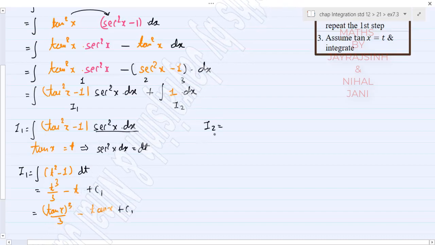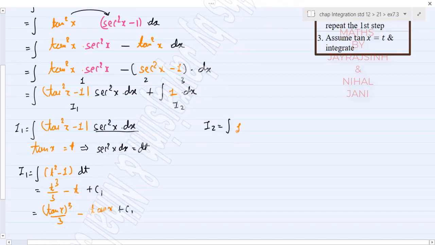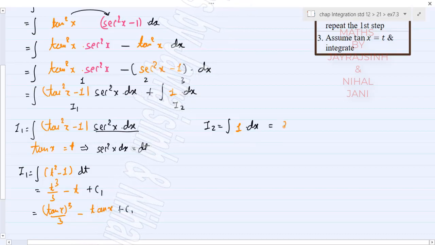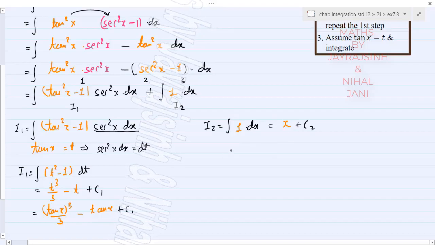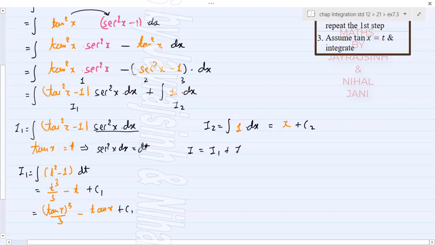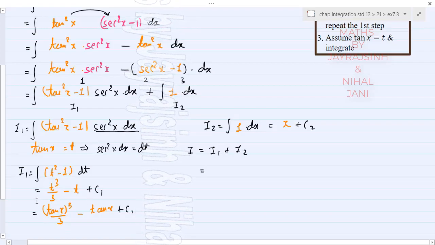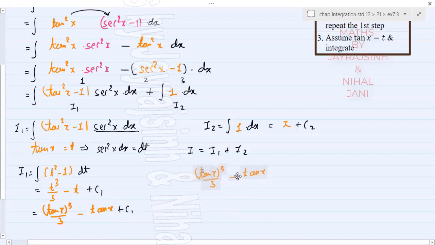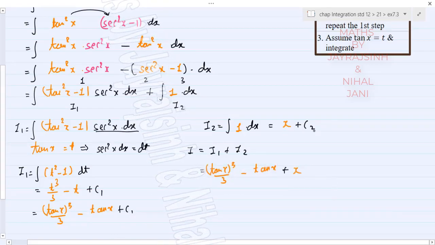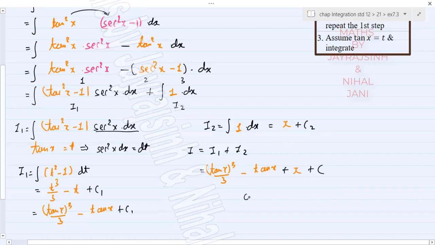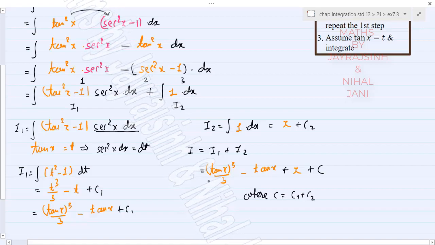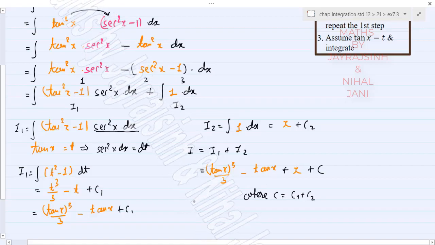Now we have to integrate I2, which is simple integration of 1. So integration of 1 with respect to x will be x plus c2. So here we can get our I, which is I1 plus I2. So let's get our I1 plus I2, plus C, where C is C1 plus C2. So tada! This is your final answer.